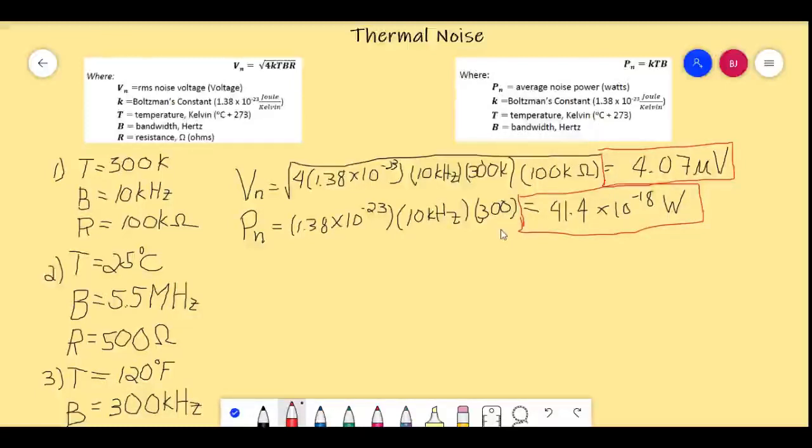Let's take a look at the second example. The first thing that you'll notice is that our temperature is in Celsius. For the noise voltage computation, the temperature should be in Kelvin. In order to convert Celsius to Kelvin, we just add 273 to the temperature, and then we'll have Kelvin. So before we go into the computation, we have to convert this into Kelvin by adding 273. And that would give us around 298 degrees Kelvin.